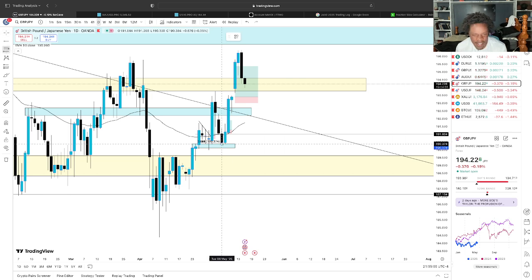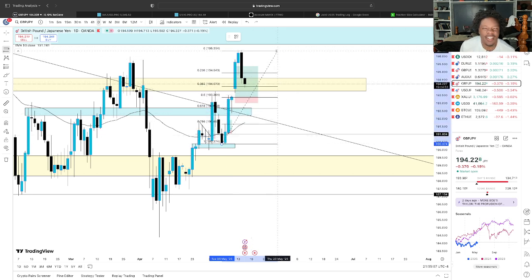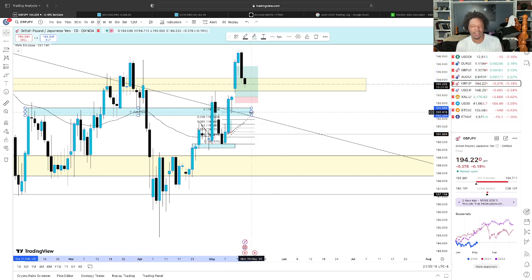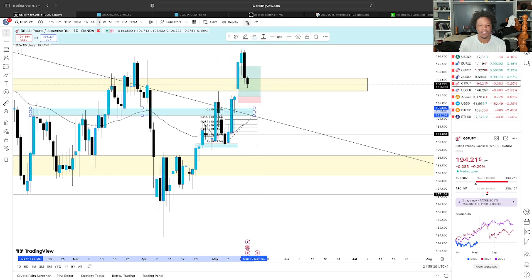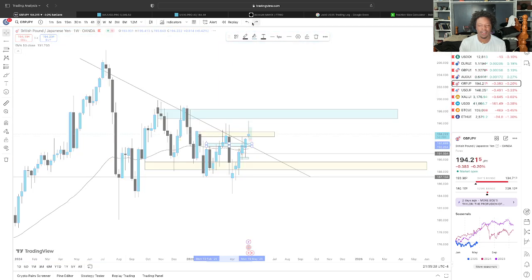As you can see here, price action could head towards the 38.2% retracement, or it could head towards the 61.8% retracement, which is also a supply and demand zone area, should it continue to break this supply and demand zone area already previously created here.